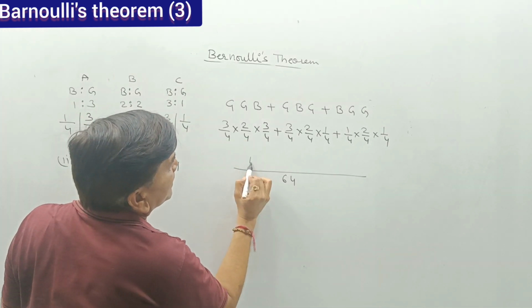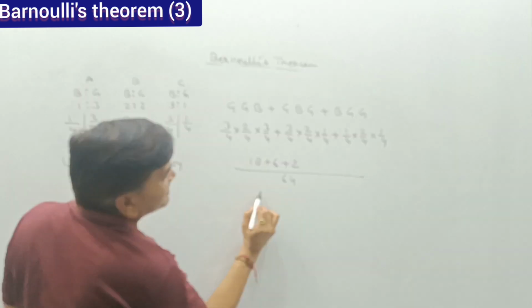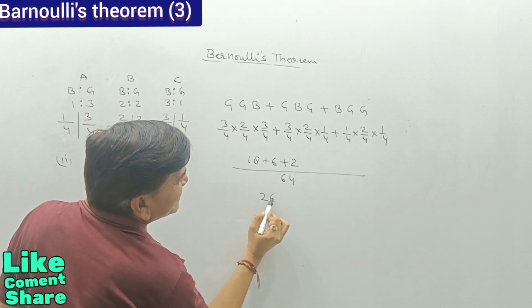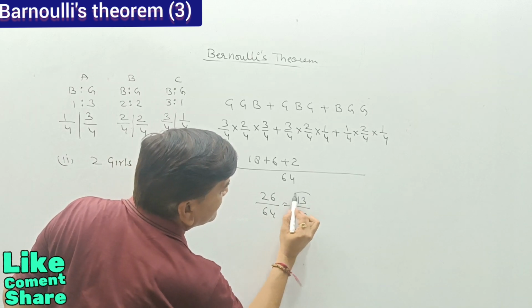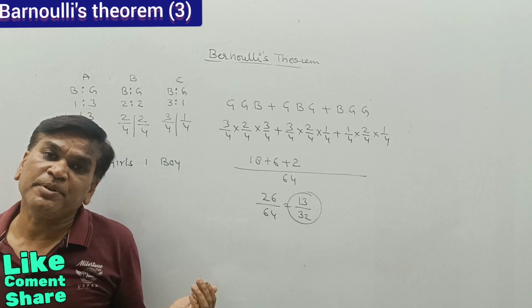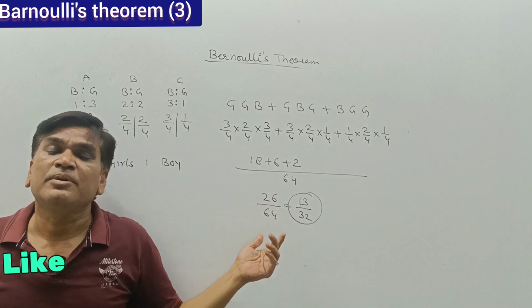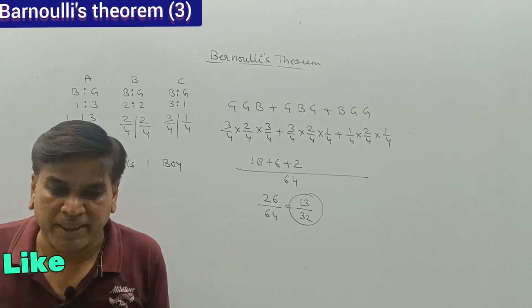18 plus 6 plus 2. Here also the same value over there. So there will be 26 divided by 64. So the probability for 2 boys 1 girl is 13 upon 32, and the probability for 2 girls and 1 boy is also 13 upon 32. Okay. Next one.